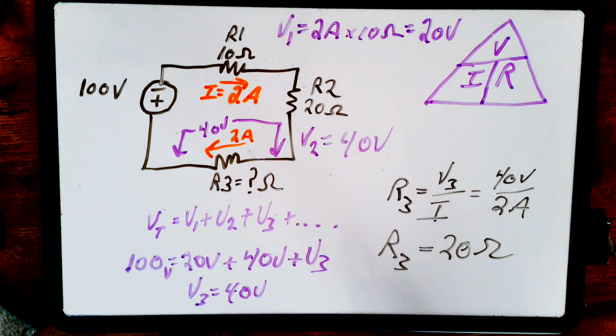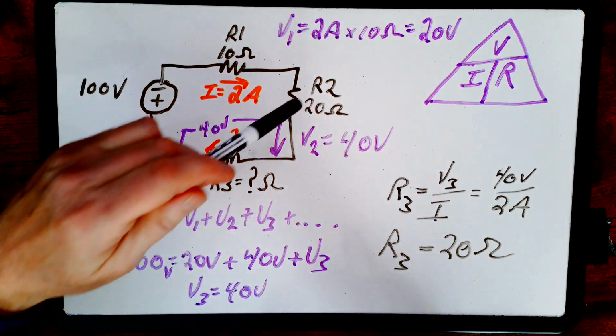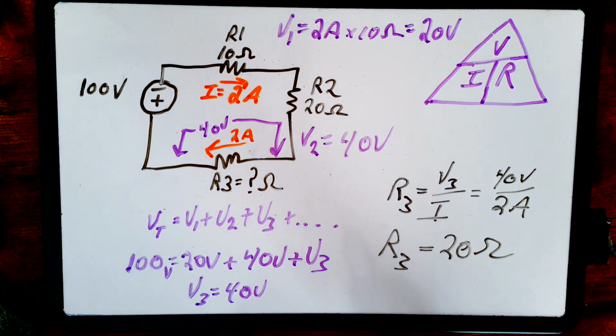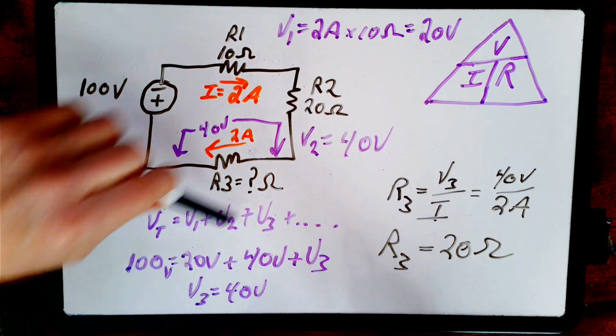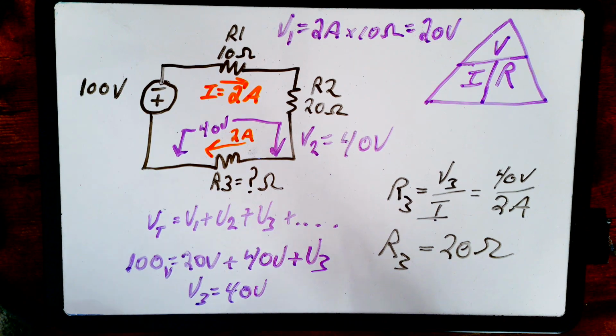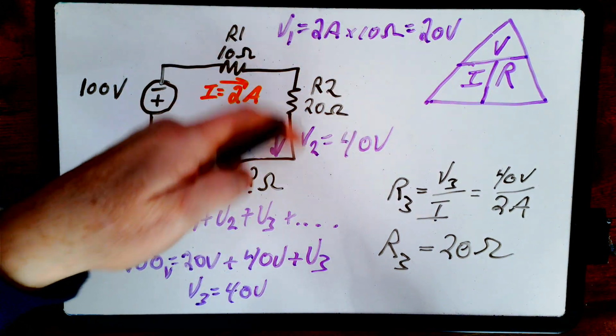And that makes sense because it's the same resistance as R2, right? That makes sense that it's the same resistance as R2 because it's the same voltage drop and the same current going through it.